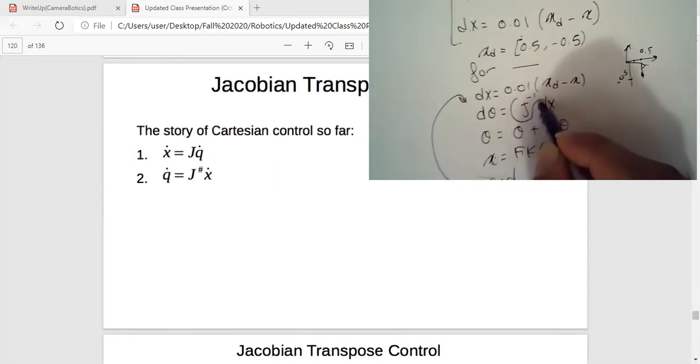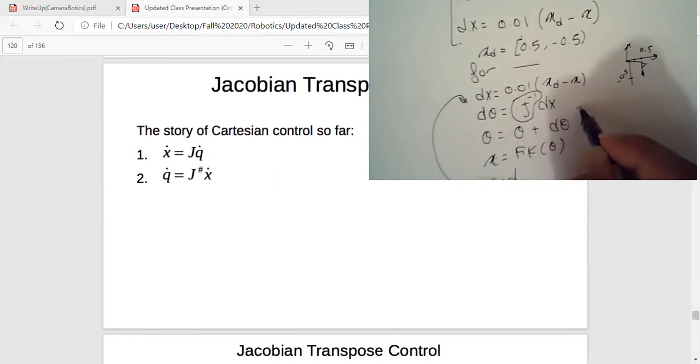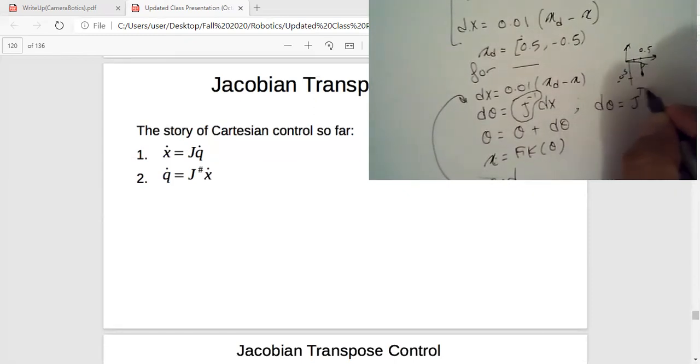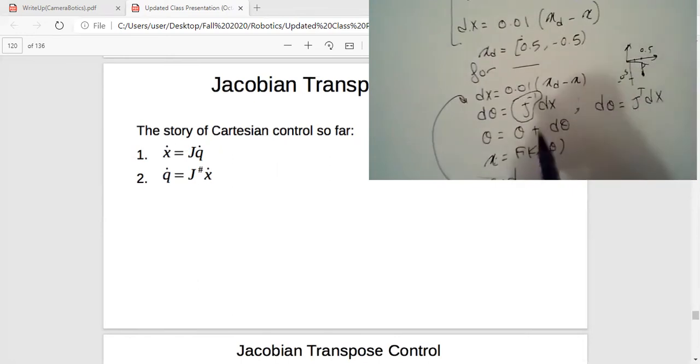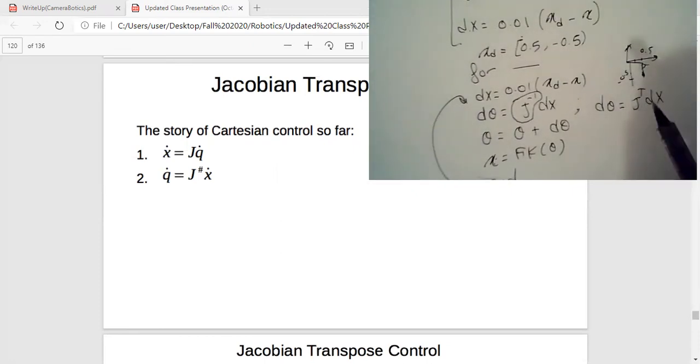Okay, it turned out that I can actually replace this J minus 1 by another way, which is called, you can use d theta is equal to J transpose dx. Simply, so instead of doing the pseudo inverse of J, you can actually do J transpose dx. And if you do that, this is called the Jacobian transpose control.